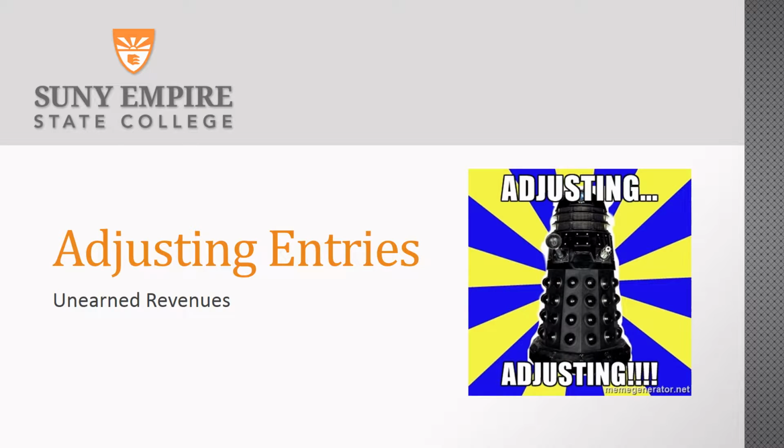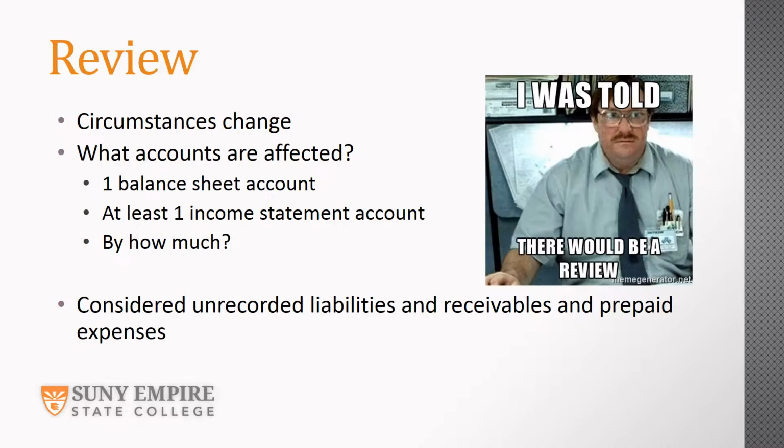This is the third in a three-part series of resources on adjusting entries. Part 1 describes the reason we need adjusting entries. We then consider unrecorded transactions, both receivables and liabilities. Part 2 investigates prepaid expenses. Part 3 inspects unearned revenues.